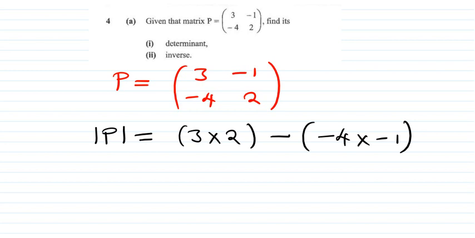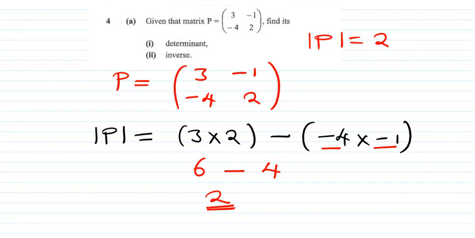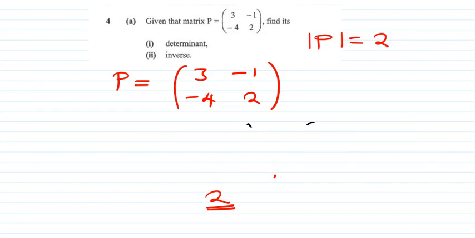So what are you going to have? You're going to have 6 when you multiply 3 and 2, and then we drop the negative there, the minus, and then -4 times -1. When you multiply negatives, you get a positive, so we're going to have a positive 4. 6 minus 4 is a 2. Okay, so that is the determinant of matrix P. The answer is 2. Now the other question, which is 2, says we need to find the inverse.